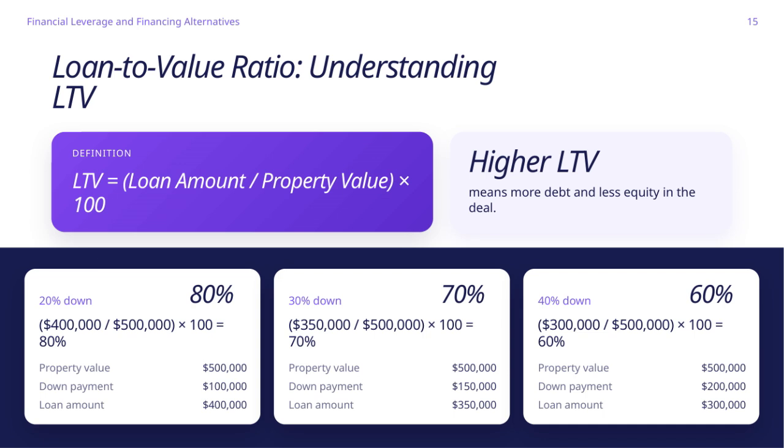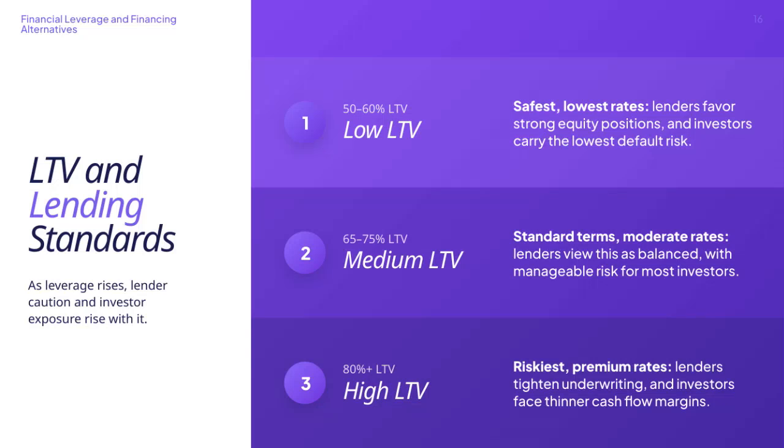Understanding LTV is important because it influences your borrowing costs, risk level, and financing alternatives. The higher the LTV, the greater the financial leverage, but also the greater the risk for both you and the lender. Here we're looking at how loan-to-value ratios, or LTVs, affect lending standards and investor risk. When the LTV is low, around 50 to 60%, this is the safest zone. Lenders offer the lowest interest rates here because borrowers have strong equity positions, which reduces the chance of default.